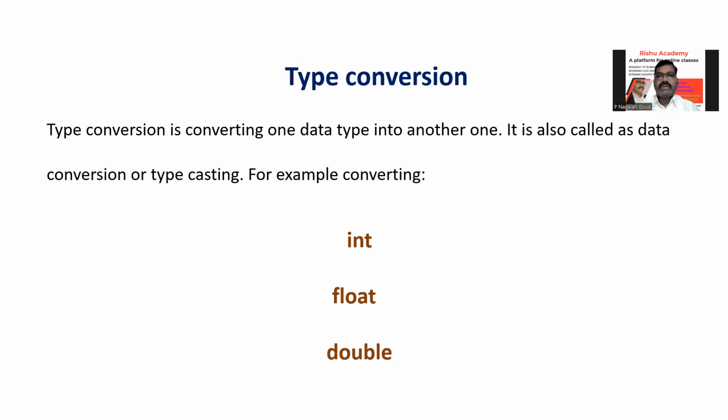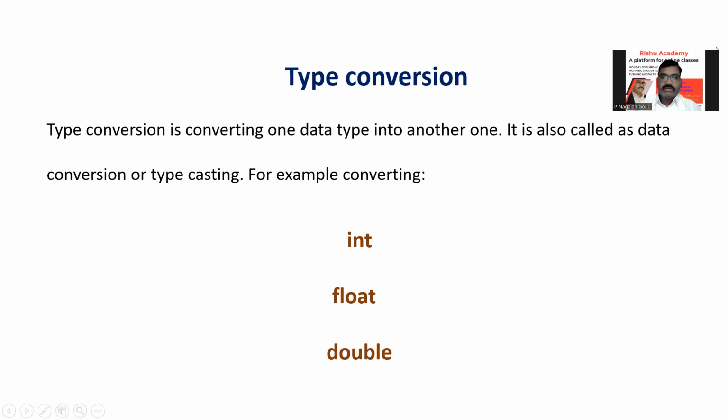We can convert the primary data types of one type into another type. That is, type conversion is the process of converting one data type into another data type, a variable of one type into another type. It is the process of converting a variable of one type into another type.